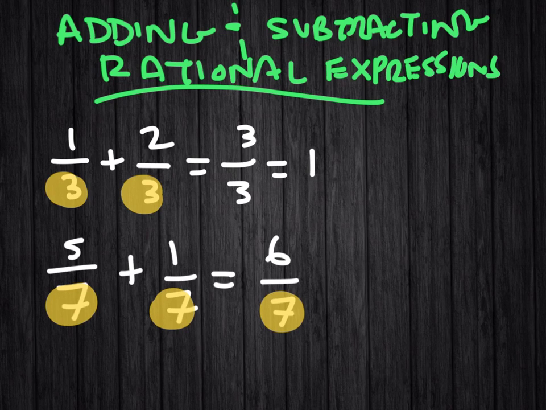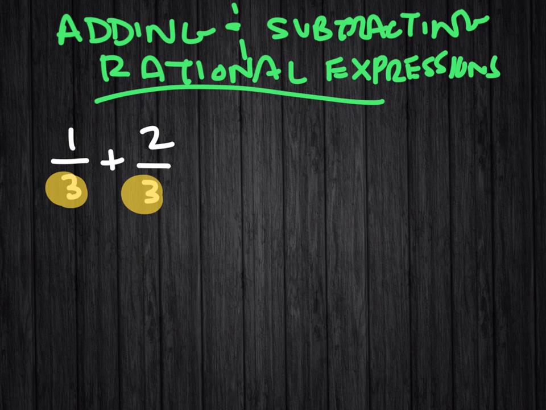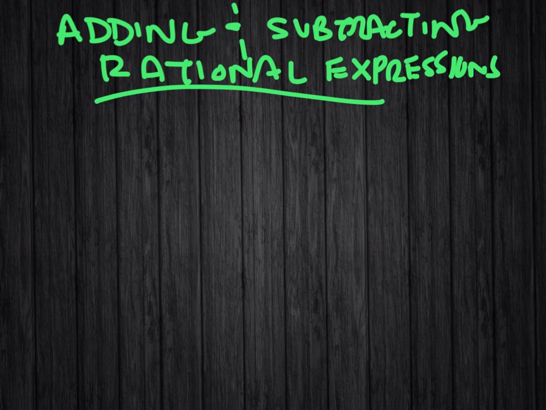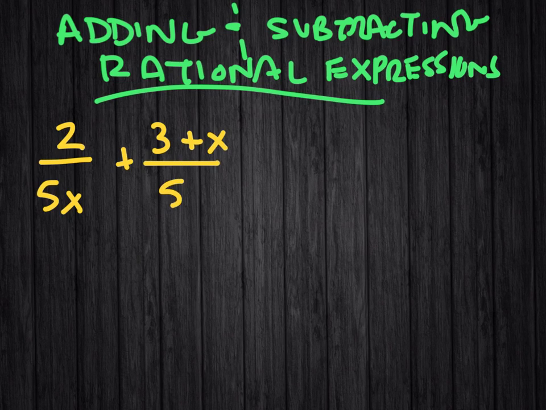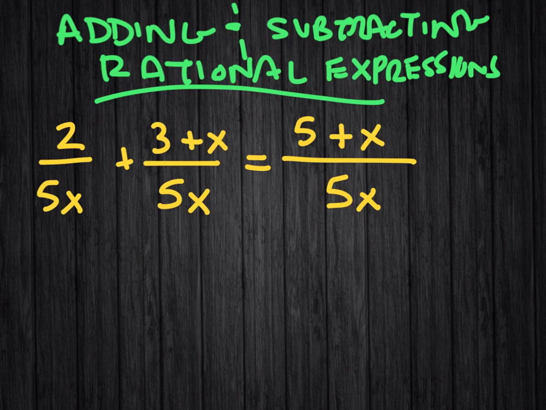Now, as you know, life isn't quite that simple in all cases, and so the denominator rarely is the same. So let's stay simple then. Let's say I say 2 over 5x and add it to 3 plus x over 5x. Because the denominators are equal, I will have the same denominator here. And then I combine like terms. 2 and 3 make 5 plus x.